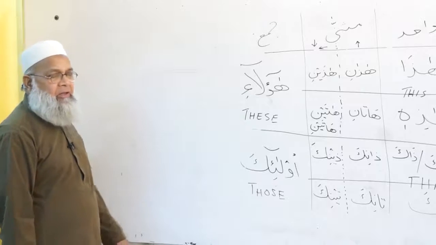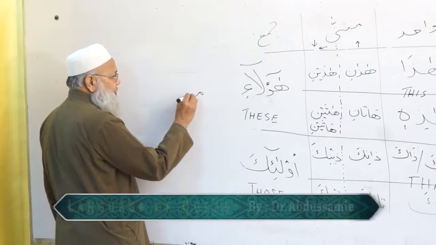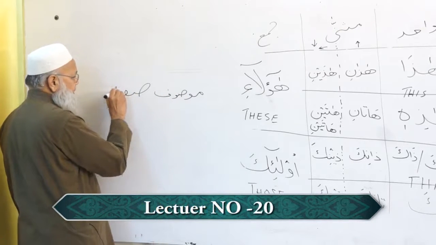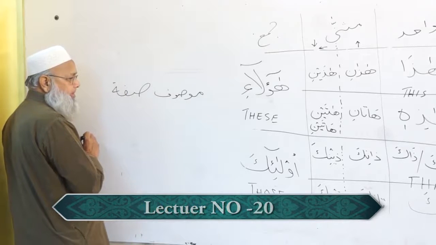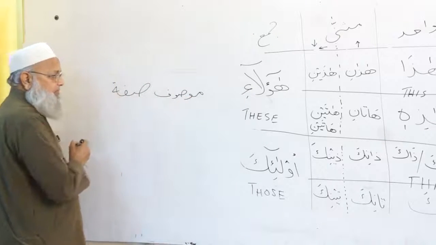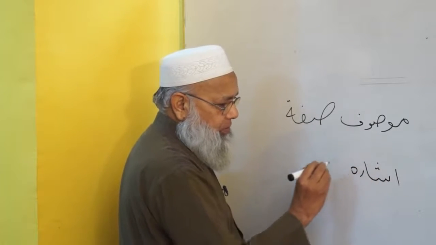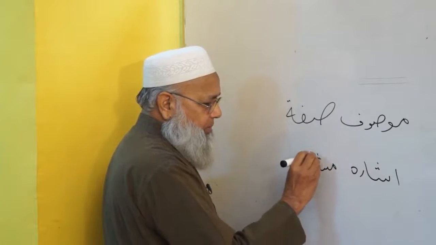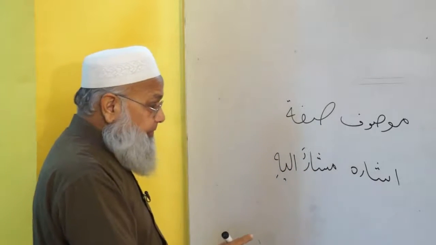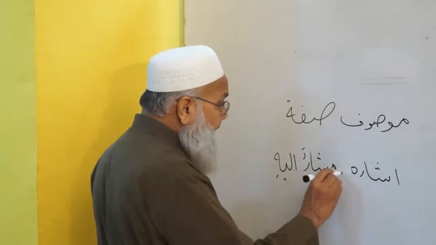In case of Murakkab Tawsifi, Sifat follows the Mawsoof. Mawsoof comes first and Sifat follows the Mawsoof, and Sifat is similar to its Mawsoof in all the four respects of noun. But in this case, Ishara is first and Musharun ilayh is later. In this case, you have to use the Ishara, the demonstrative noun, according to Musharun ilayh.